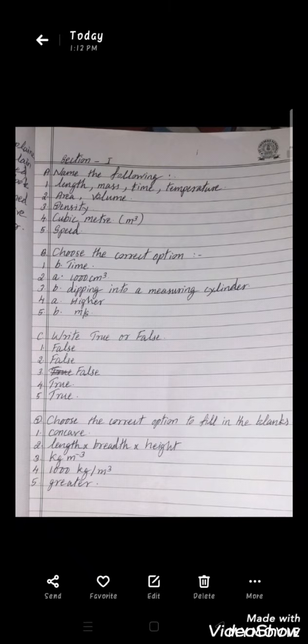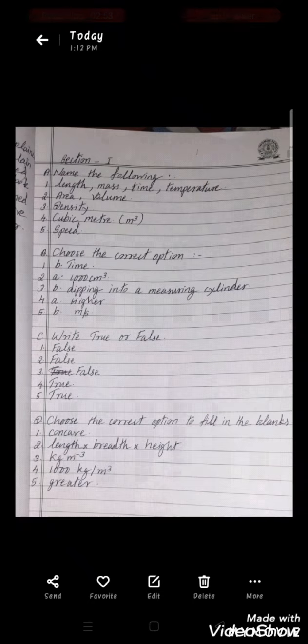Then number 5, distance traveled in unit time. That means distance upon time, what we get. So distance upon time we know it is the speed. Speed is equal to distance upon time. Now number B, choose the correct option. A fundamental physical quantity. The answer is time.